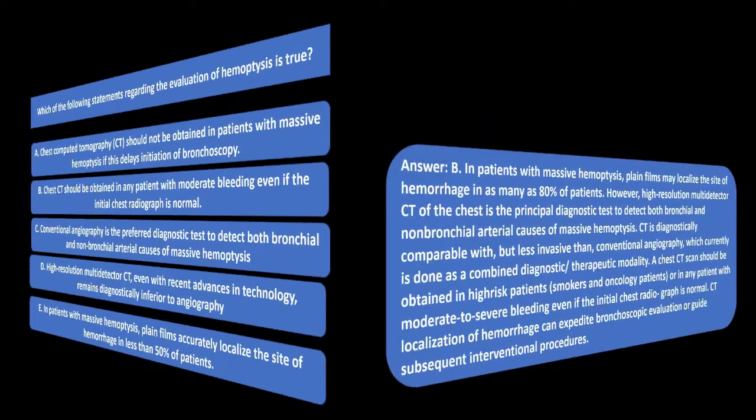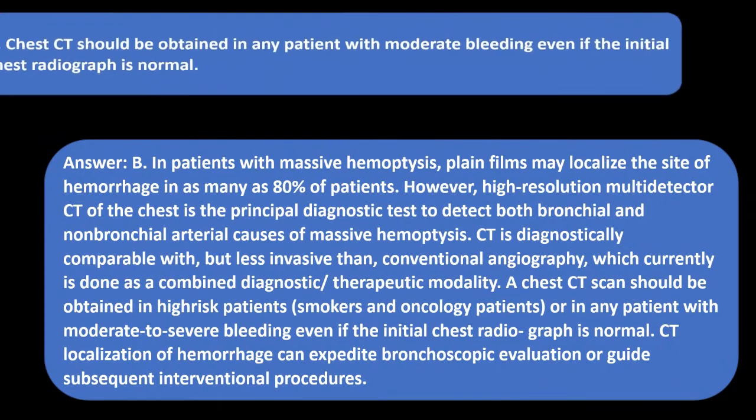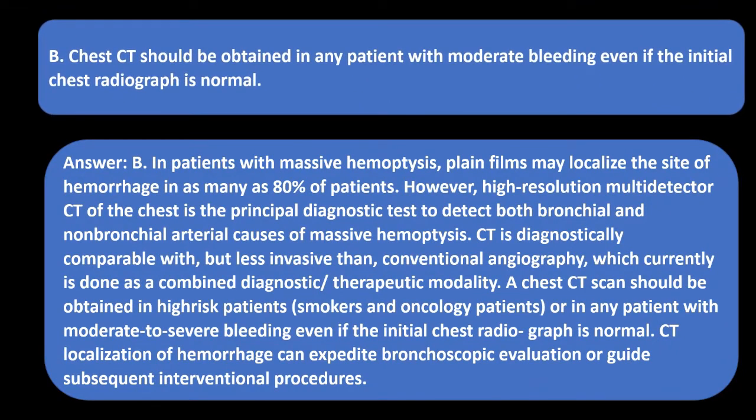Answer is B. Chest CT should be obtained in any patient with moderate bleeding even if the initial chest radiograph is normal. In patients with massive hemoptysis, plain films may localize the site of hemorrhage in as many as 80% of patients. However, high-resolution multidetector CT of the chest is the principal diagnostic test to detect both bronchial and non-bronchial arterial causes of massive hemoptysis.